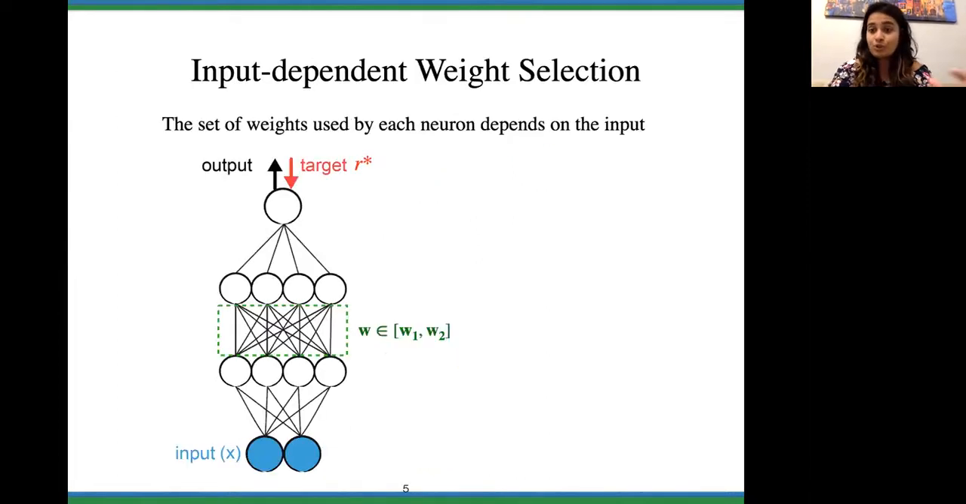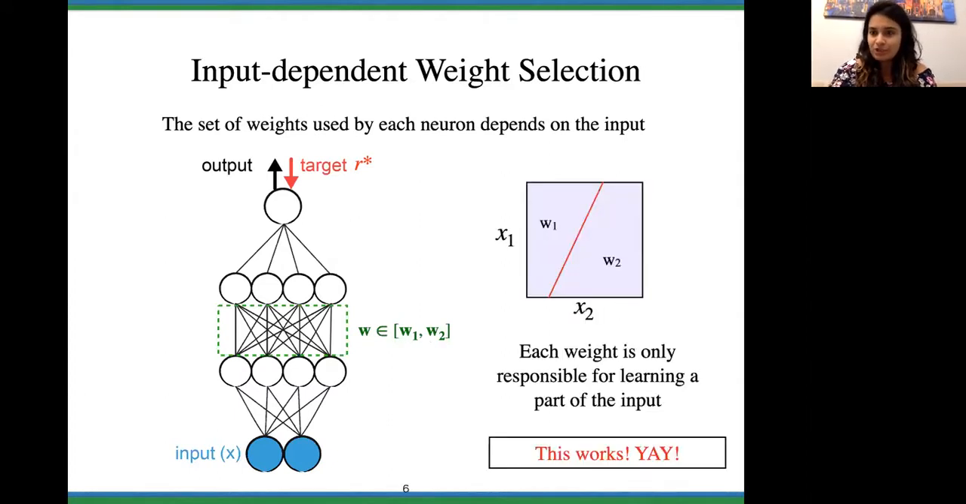But one solution to this problem is something like input-dependent weight selection. And what this means is basically, here's a simple network. These are the set of weights, the weight vector connecting these set of neurons to these set of neurons in this layer. And you simply select your weights from a weight bank, which could be 2 weights or it could be n weights. And which of the weights is being used depends on the input. So for different inputs, different weights from the weight bank get used.